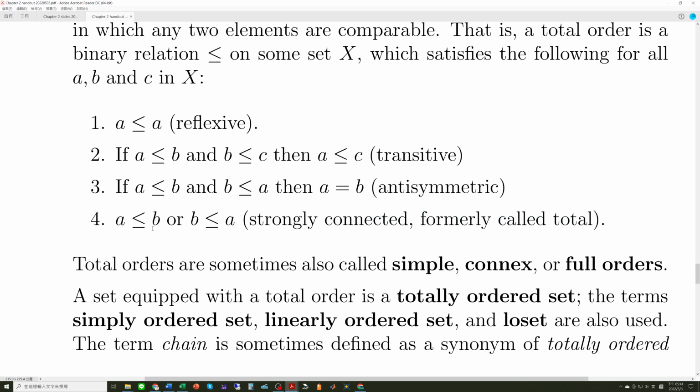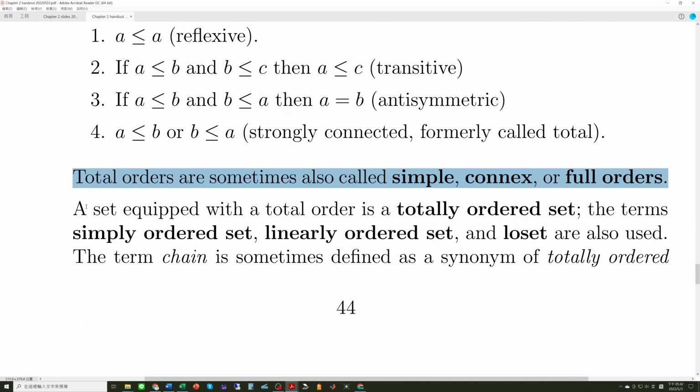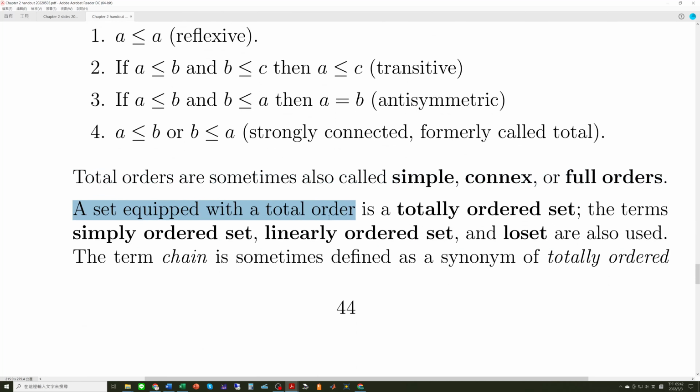Okay, what does this mean? This means that there are two inequalities here, and at least one of these two is true. Total orders are sometimes also called simple, connex, or full orders. A set equipped with a total order is a totally ordered set.